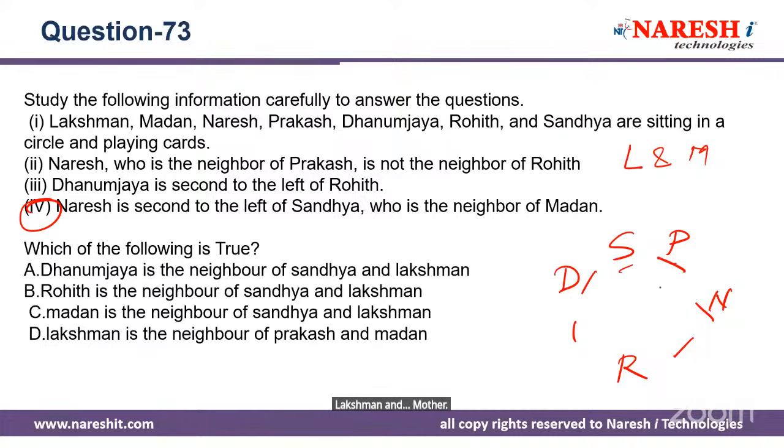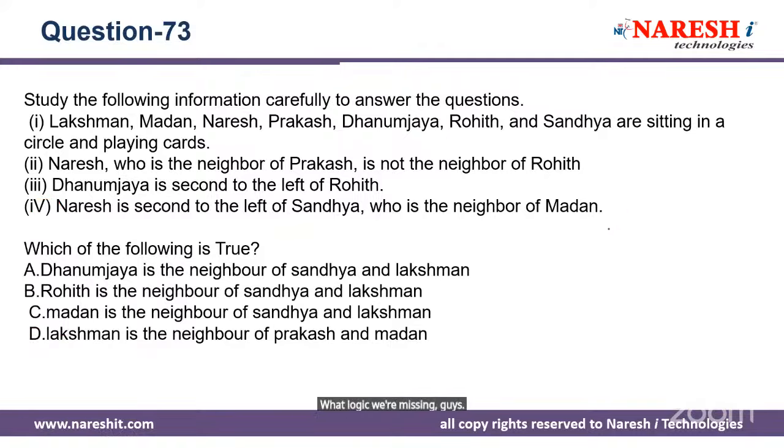Naresh is second to the left of Sandhya, who is a neighbor of Madan. So this is also going wrong. Are we missing some logic here? B is true. Rohit is a neighbor of Sandhya, Lakshman. What logic are we missing here? Why are we not getting this?